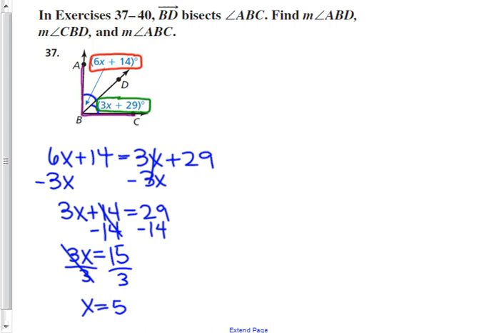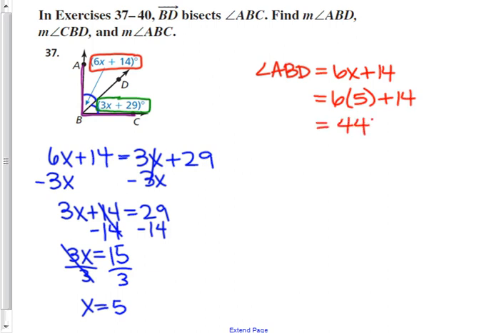So I'm going to first do my ABD. So I know that my angle ABD is 6x plus 14. Well, I know that x equals 5, so I'm going to say that 6 times 5 plus 14. I know 6 times 5 is 30. 30 plus 14 will give me 44 degrees. So here's one of my answers.